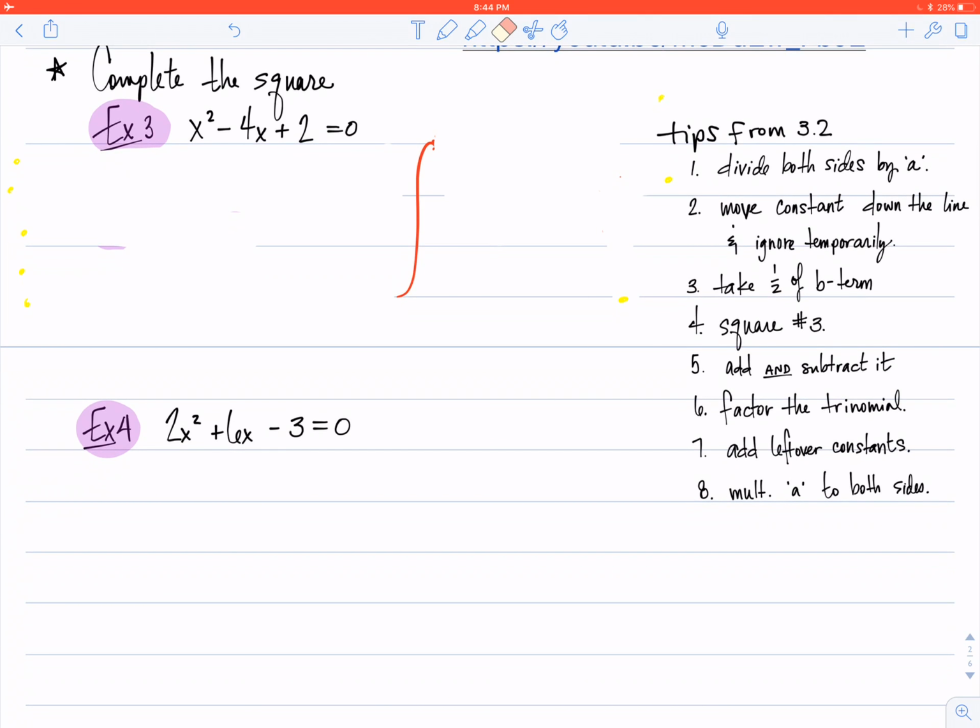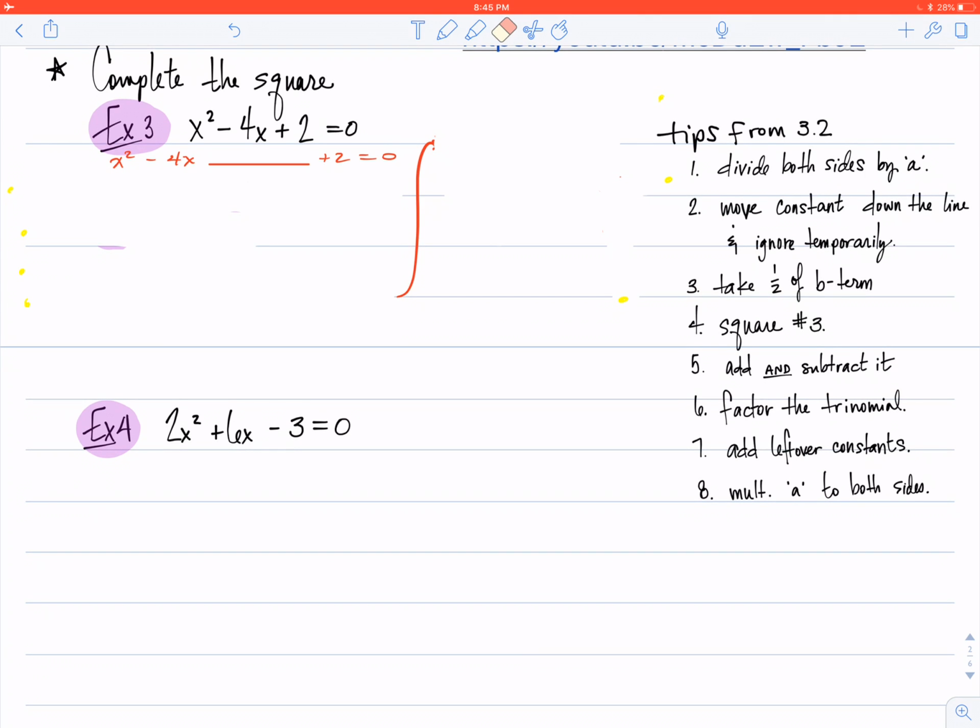Next is the completing the square example. We've already completed the square to turn the standard form into the vertex form in one of your videos from a previous section, from section 3.2. This is to solve. So I actually want to find out what x equals. So the first thing I'm going to do, following my list, and by the way, this is the exact same list that we used earlier. Part 1 says to get rid of the a, and I don't have an a, so I can go ahead and go straight into number 2. Move the constant down the line and ignore it temporarily. And that's what you see I've done here.